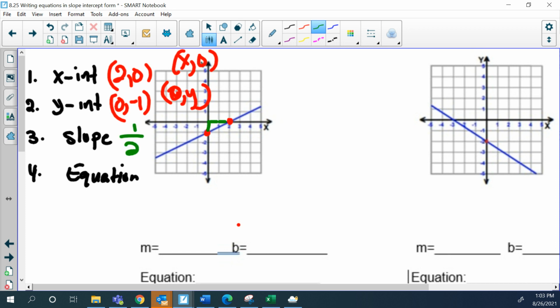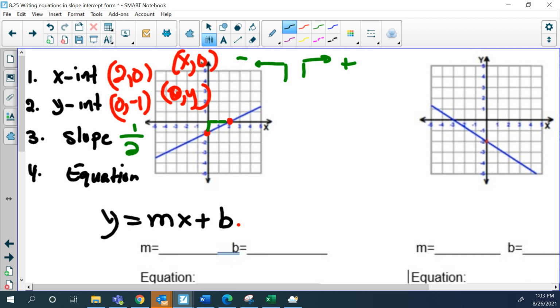And because I went to the right for my run, remember, if I go to the right for my run, it's positive. If I rise and go to the left, it's negative. So my slope is positive. And then my equation, remember the equation is y is equal to mx plus b. And here my slope is 1/2. We already identified that. And the b, the y-intercept, is negative 1. All right, so my equation is going to be y is equal to 1/2 x minus 1.